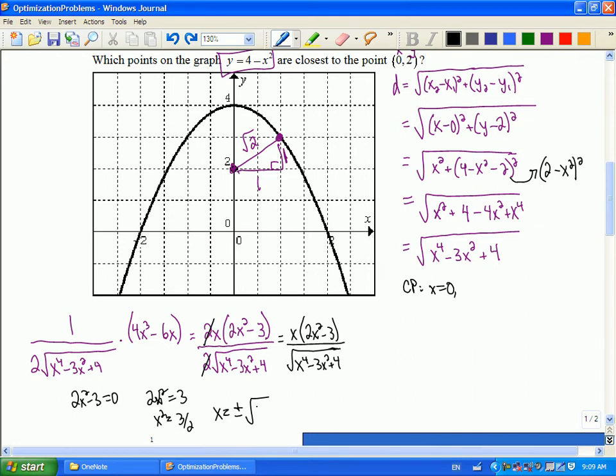This pen is horribly sticky today. Okay, so root 3 over 2 and negative root 3 over 2.